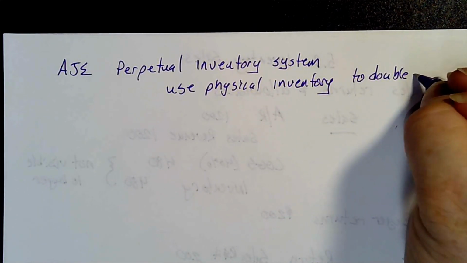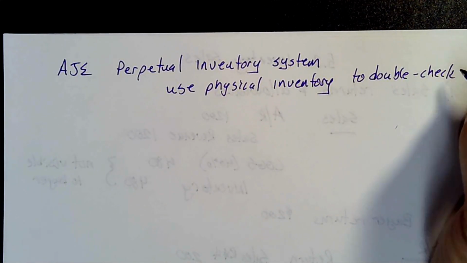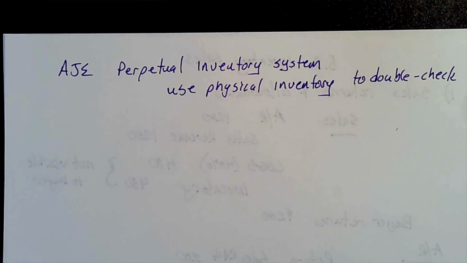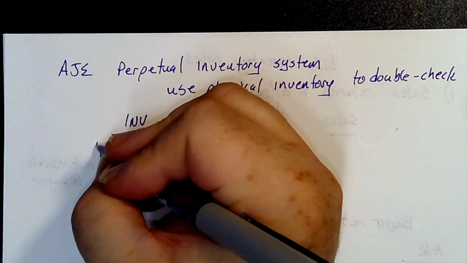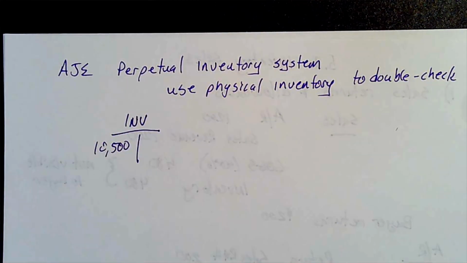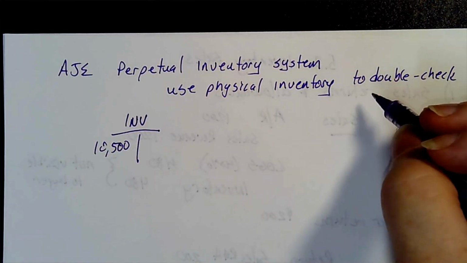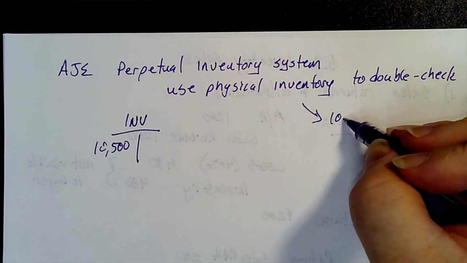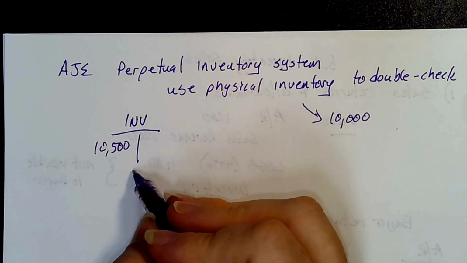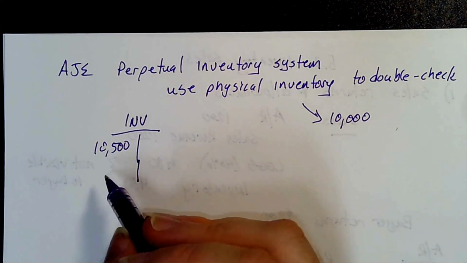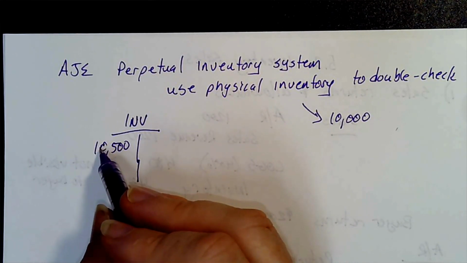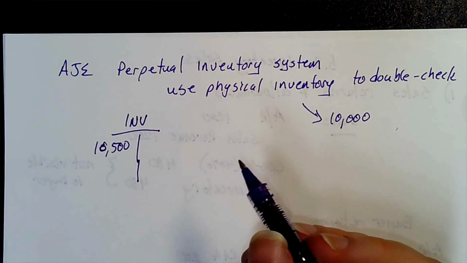So in other words, the actual amount on the shelf and what is in the computer might be slightly off, but this is a much better way to track it than the periodic system. So let's say in our computer system, it says that we should have $10,500 worth of inventory. But our physical inventory says, nope, we just have $10,000. Well, this is because we just counted it. We need to maybe trust this one a little bit better. And something was missed in the inventory system, or we had shrinkage.